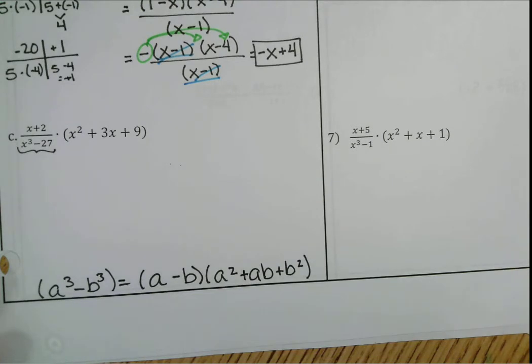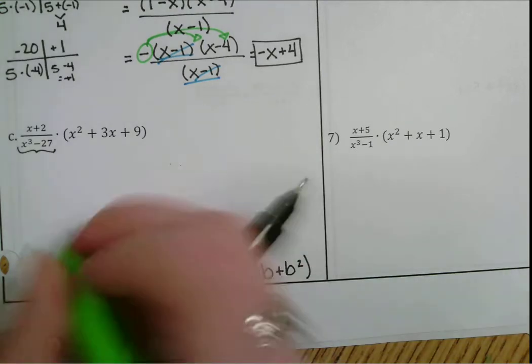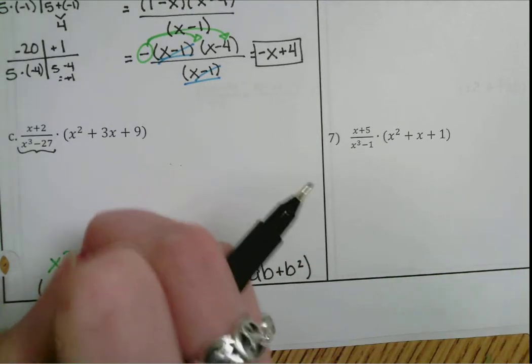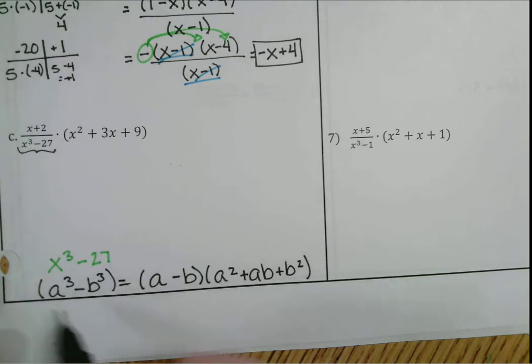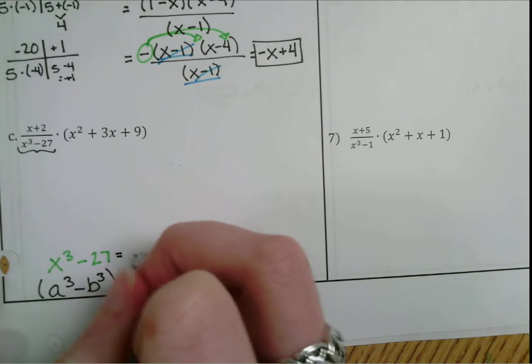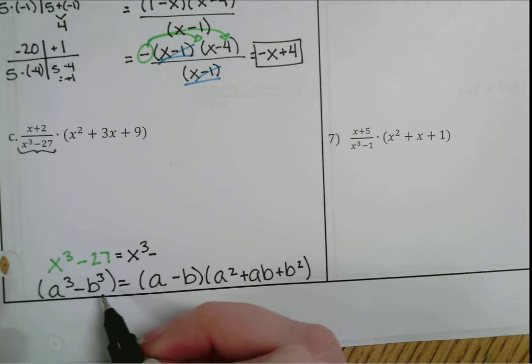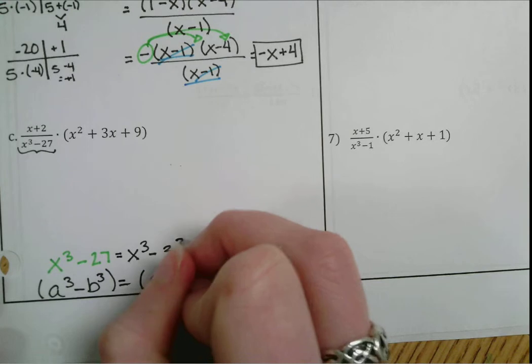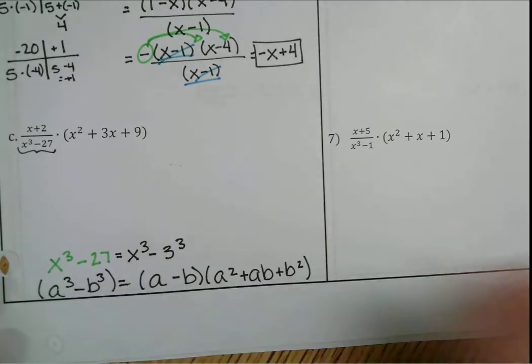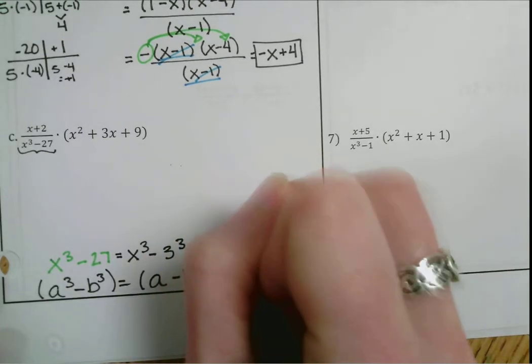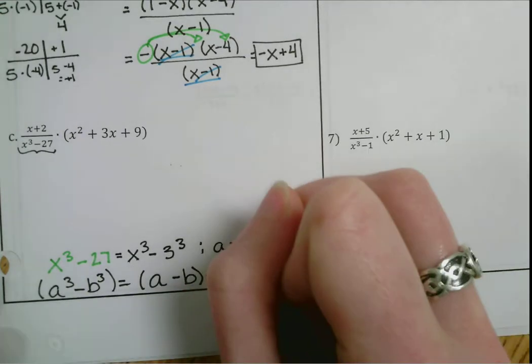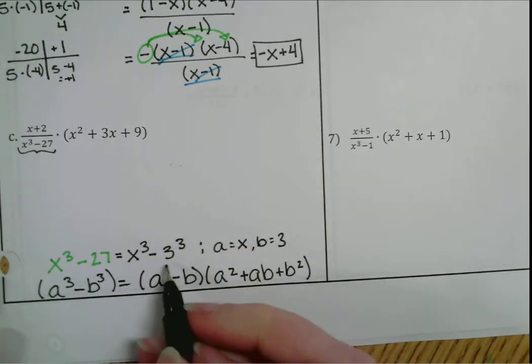So what we need to do, we need to say, hey, I recognize that this x cubed is here minus a 27. So that's going to be able to correlate with this. They look very similar. So what I need to do is figure out how to write this 27 so it's something cubed. So what is the cube root of 27? 3. So 3 cubed is here now, so that tells me, oh, my a value is x because that's my first term, and my b value is 3 because that's the second part here.